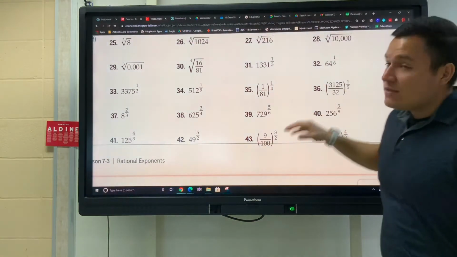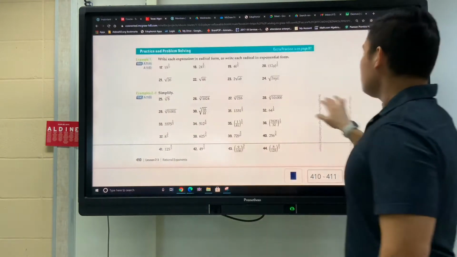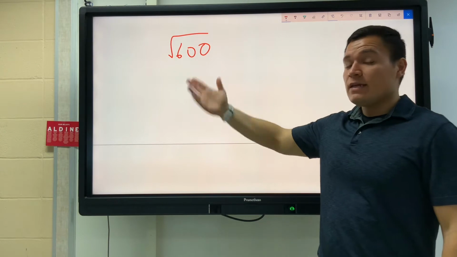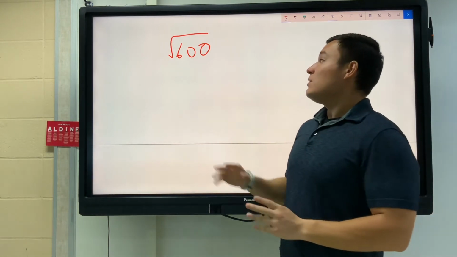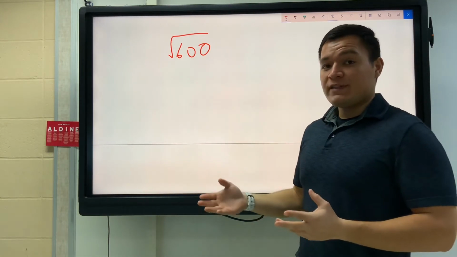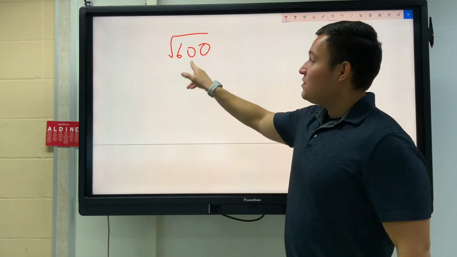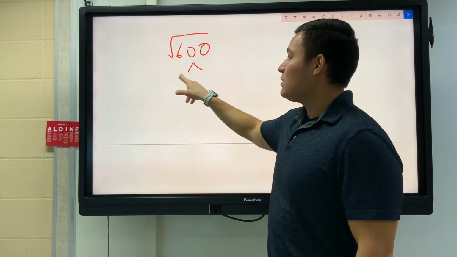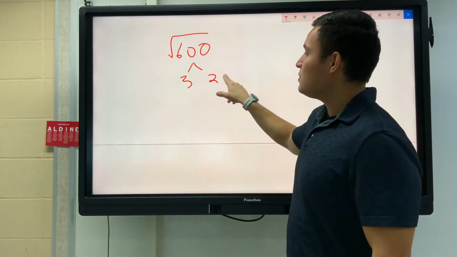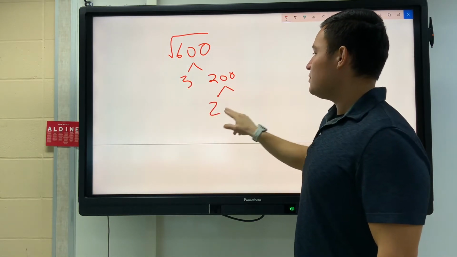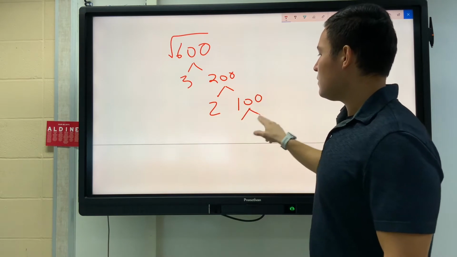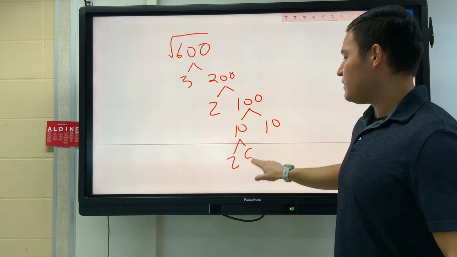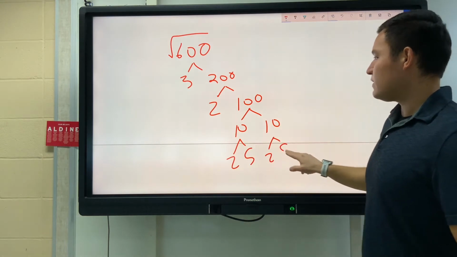But it doesn't always work out nice and neat. There are some numbers that whenever you try to do the root, it doesn't work out evenly, which means it doesn't give you a perfect answer. Let's take that number 600 and let's break it down into its factors. That could be 3 and 200, 2 and 100, 10 and 10, 2 and 5, 2 and 5.